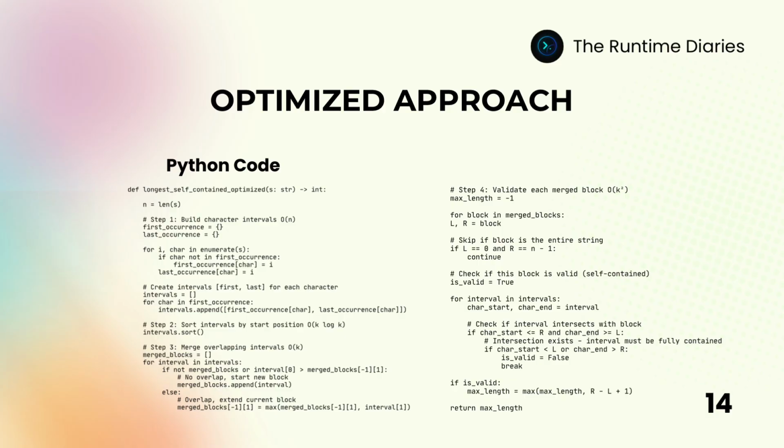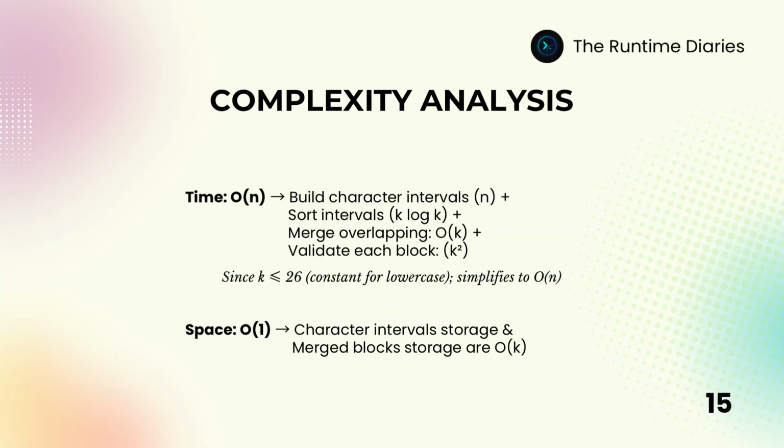Step 4. Validate each merged block. For each block, check all k character intervals to see if they're contained. In the worst case, this is O of k times the number of blocks. Since the number of blocks is at most k, this is O of k squared. So the total time complexity here is O of n plus k log k plus k squared.